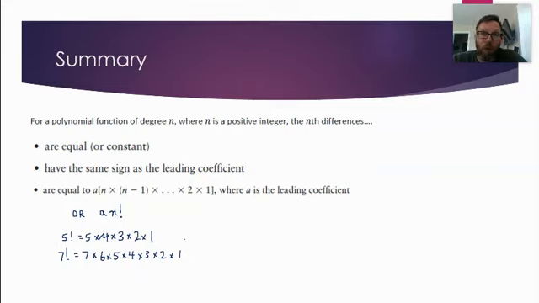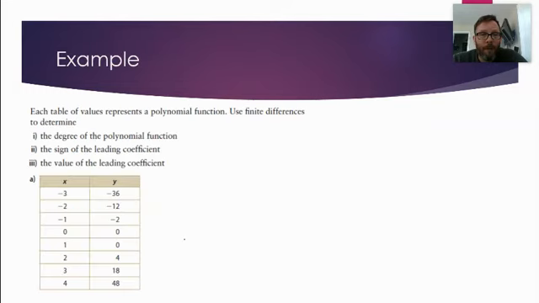So let's just do a couple of examples with playing around with these new connections. Here I've given you a table of values. That's all I've given it, and it does represent a polynomial function. I'm not asking you to find out what that polynomial function is, but just from this table of values, we can determine the degree, the sign of the leading coefficient, and the value of the leading coefficient. So let's dive in here.